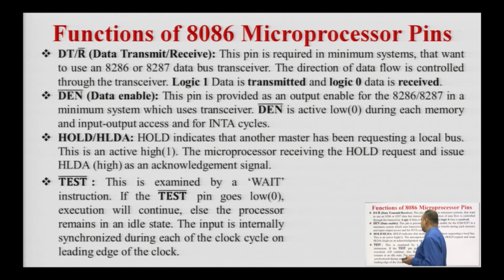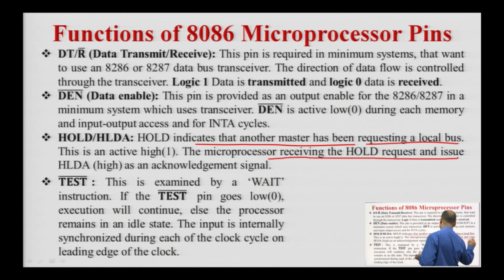HOLD and HLDA pins. These pins are used for the DMA related operation. Hold indicates that another master, the DMA controller, is requesting the local bus, that is the address bus, data bus and the control signals, for its use. This is an active high signal. The microprocessor receives the hold request and issues the HLDA signal as a hold acknowledge signal. So, the request has been received by the processor and it is informed to the DMA controller with the help of the acknowledge signal, that is called the hold acknowledge signal.